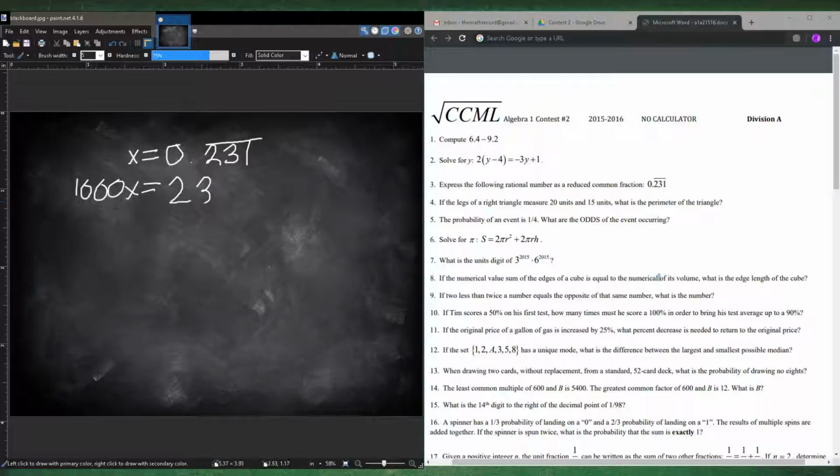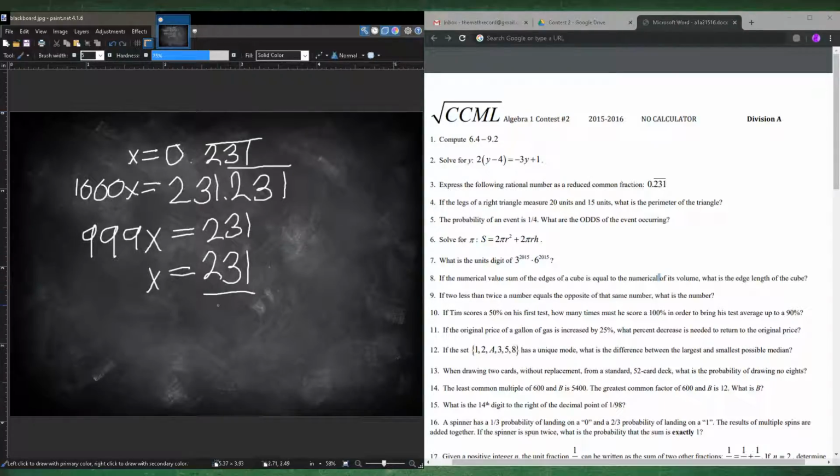So you get 231.231 repeating. You see how that works? Because it's just 231, 231, 231, etc. So when you subtract these two numbers, you get 999x is equal to 231, and the repeating decimal subtracts out. And then you have x is equal to 231 divided by 999.